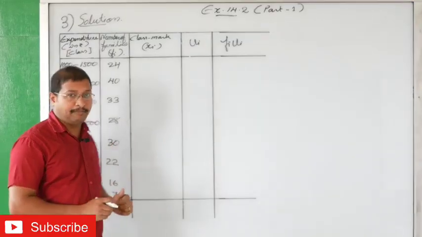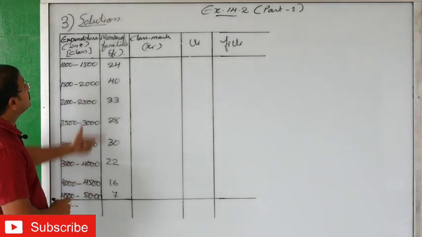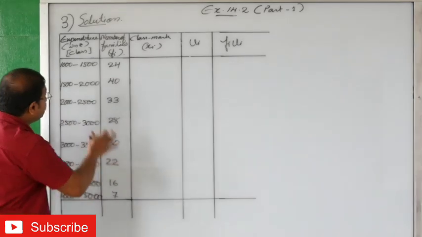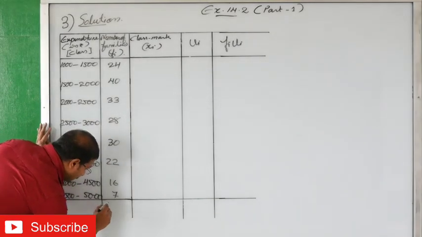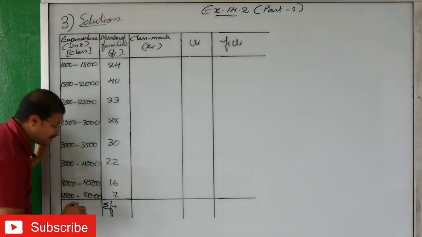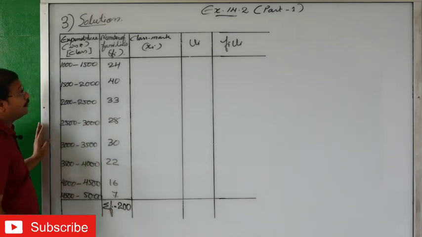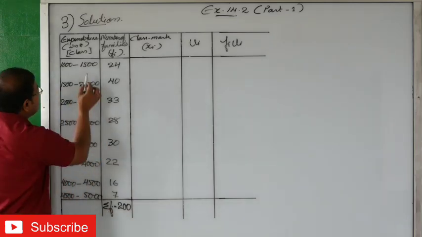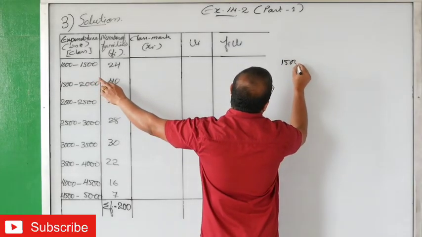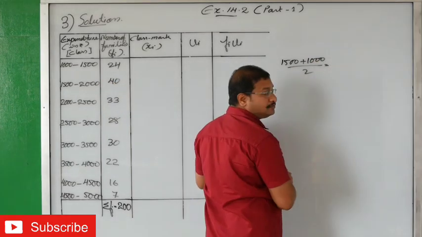Let's see now mean. We know that expenditure, that will be class, is already kept, and number of families, that is frequency, that is already given in the question. So from the frequency we'll find out total. That means sigma Fi equals, how much you'll get? Just add it. Yes, 200. Ready? After that what you'll do? Class mark. Class mark means upper limit plus lower limit divided by 2. That means 1500 plus 1000 divided by 2.